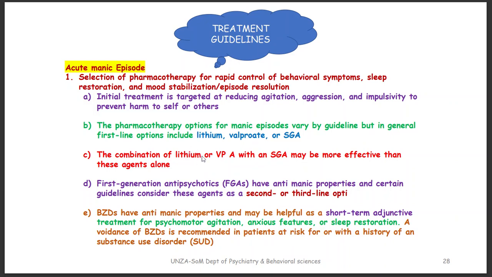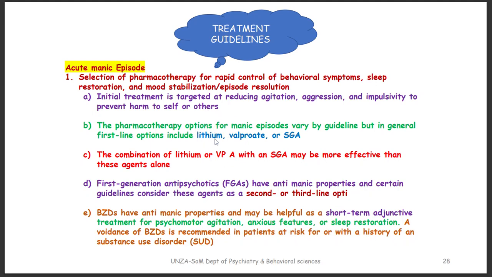When you combine lithium or valproic acid with a second generation antipsychotic, it is more effective than using them alone. First generation antipsychotics can also be used, but they are second or third line options. Benzodiazepines are short acting, so you can give them as short-term adjuvants, okay? Because they start working real quick in comparison to these other drugs.